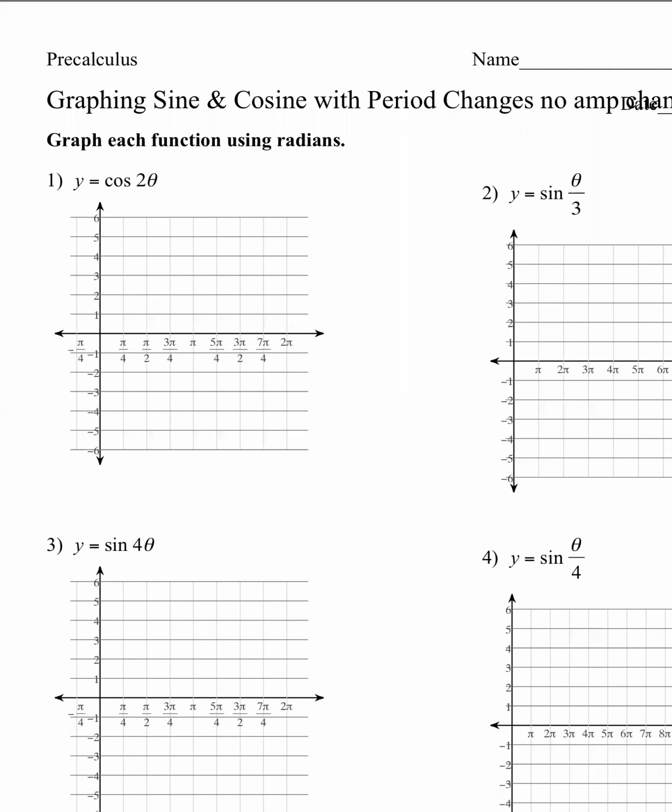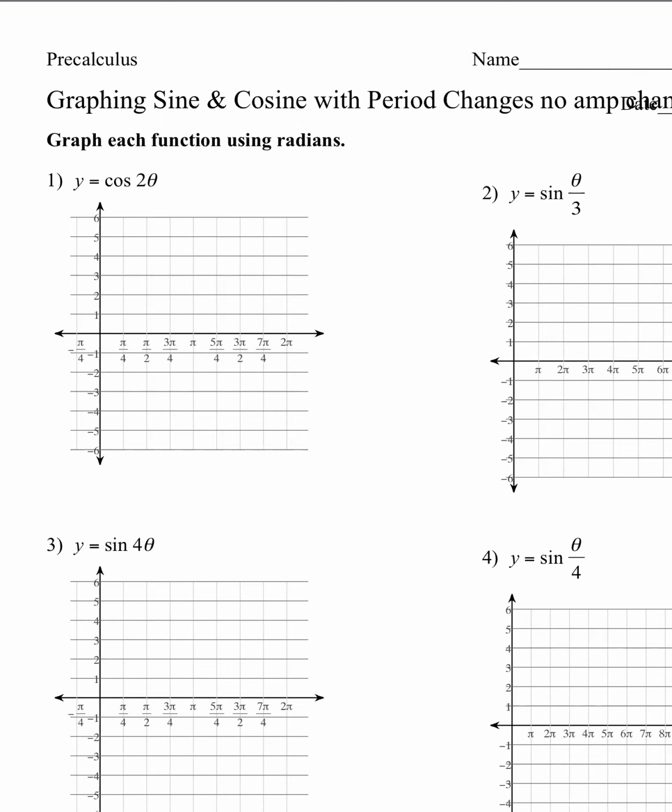Okay, guys, so today we're looking at graphing the sine and cosine curves, and we're going to finally be looking at changing the period. So if you remember, when we were graphing all of these curves up until now, we've left the period at 2 pi. So in other words, the coefficient in front of the theta or x was always just 1.